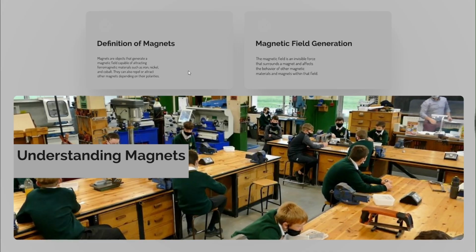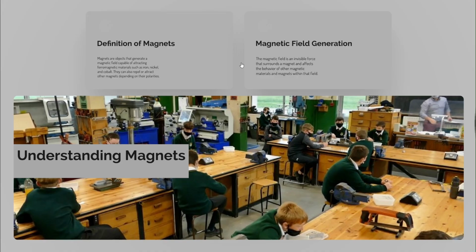So, what are magnets? Magnets are objects that generate a magnetic field capable of attracting ferromagnetic materials such as iron, nickel, and cobalt. They can also repel or attract other magnets depending on their polarities. So, a magnet is an object that attracts certain materials like iron, nickel, and cobalt.